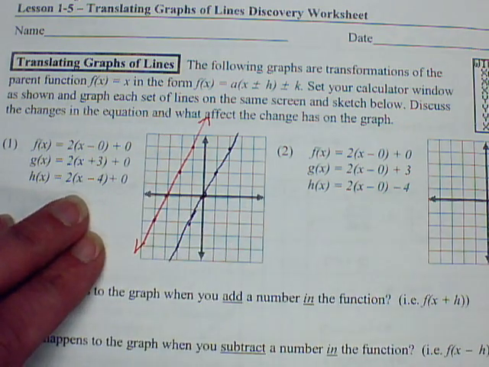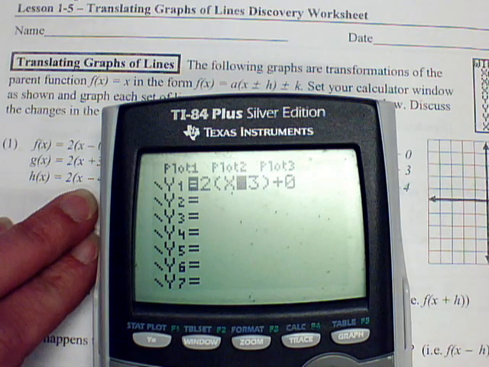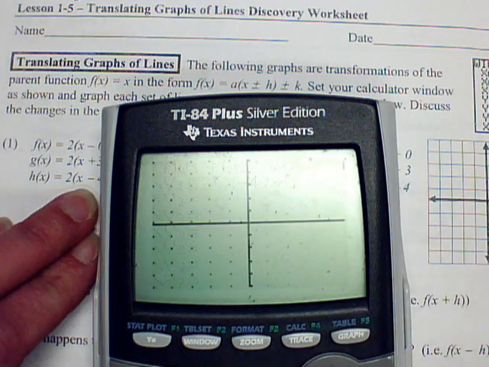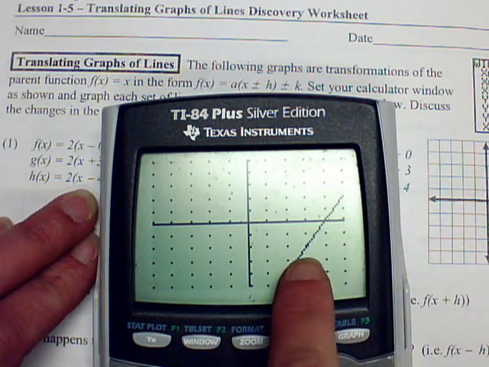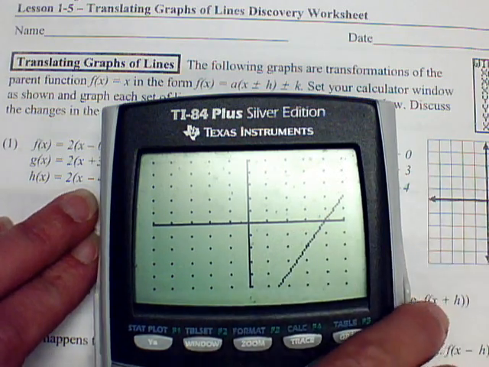The last one, when I change that to x minus 4, see what happens. Oh, it went all the way this way. 4 units that way.